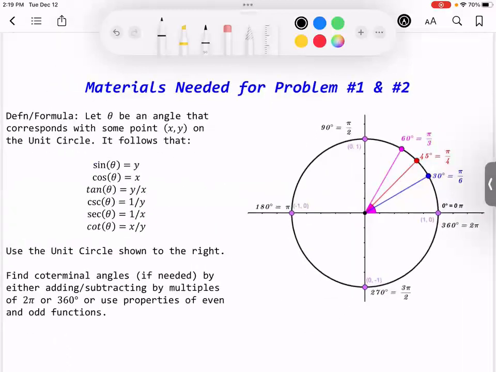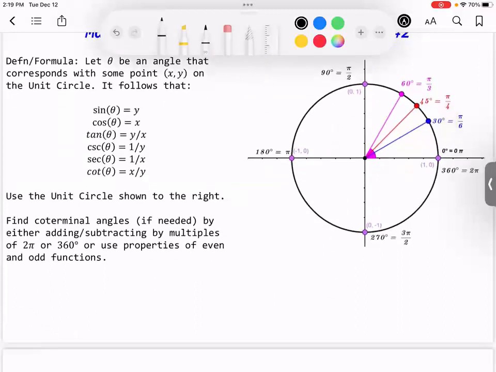Also, you would like to find coterminal angles if needed, because sometimes you're not going to get an angle measurement between 0 to 2 pi. What they can do is throw an angle that's a little bit greater than 2 pi, or actually throw an angle that's a negative measurement, which rotates clockwise rather than counterclockwise. Okay.